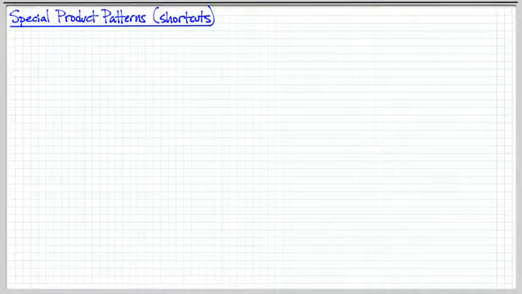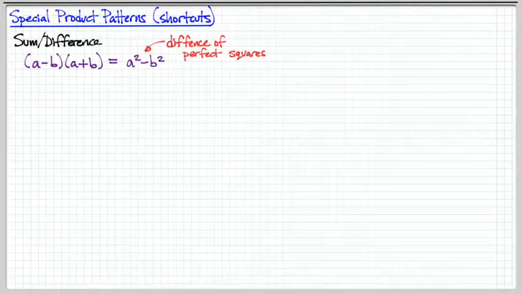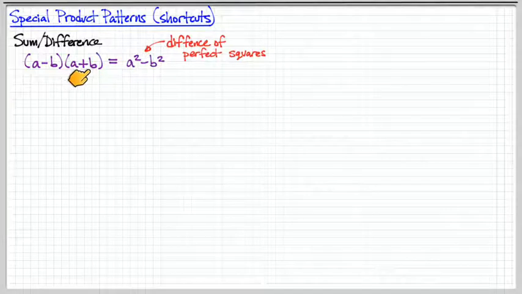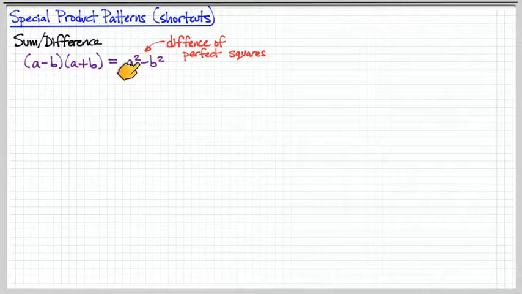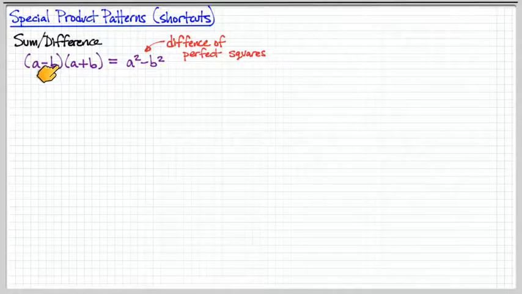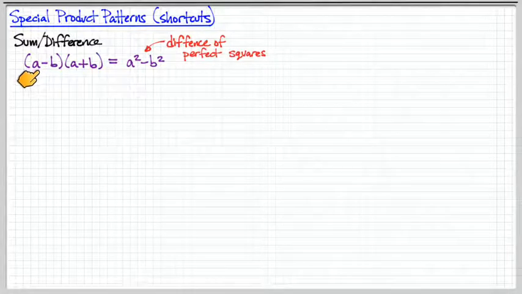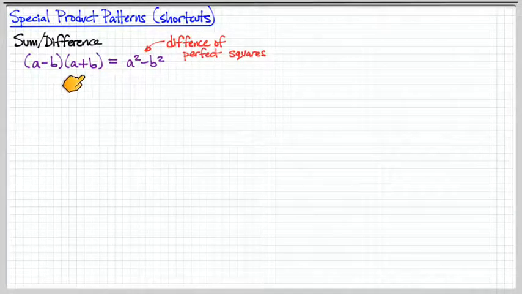Now we're going to look at some shortcuts just to make the work faster. We can always multiply this out, but if we learn this pattern, we can do the work faster. This is the difference of perfect squares. We factored it in the right to left direction. We can also remember going from the left to the right.